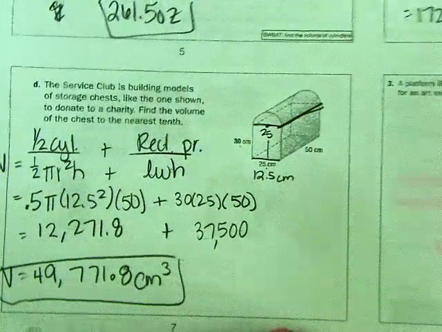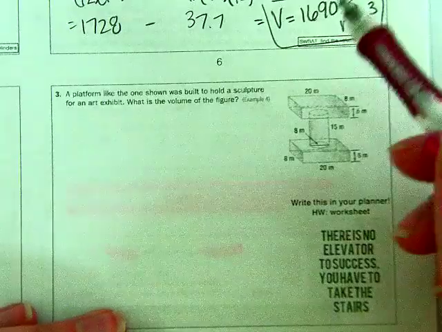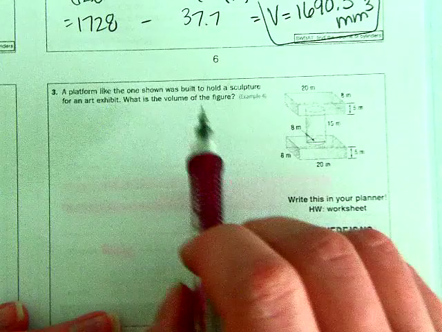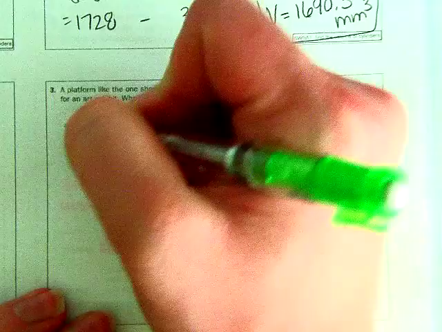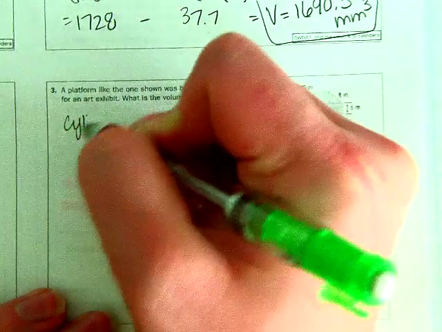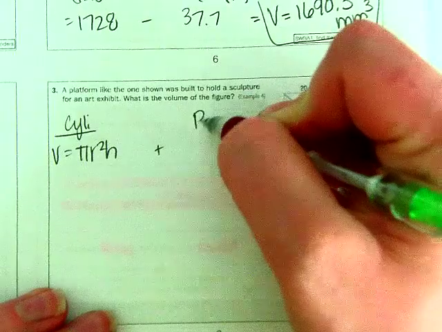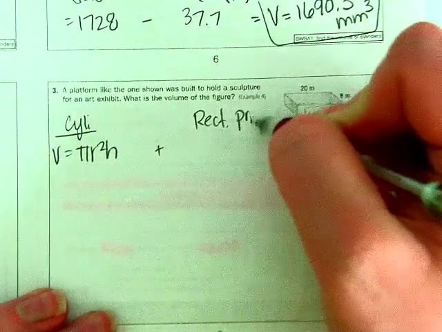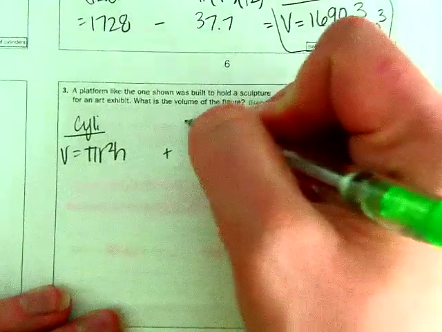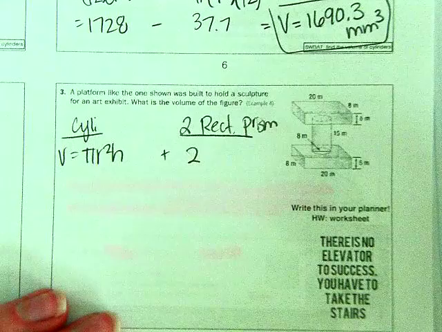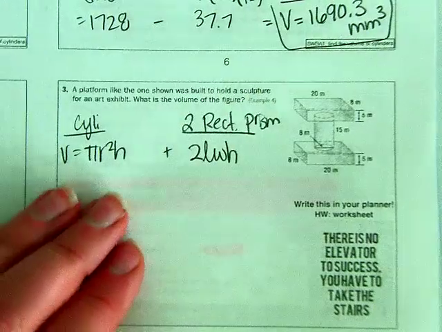Okay. And this one we're just going to set up, and then you can finish it. So it's just similar. A platform like the one shown is built to hold a sculpture for an art exhibit. What is the volume? So the volume, we see a cylinder. So that's volume equals pi r squared h. And I also see two rectangular prisms. So those are actually, if we look at all the dimensions, they're all the same. So I put a 2 out in front here, and I would have a 2 down here, and then length, width, and height.